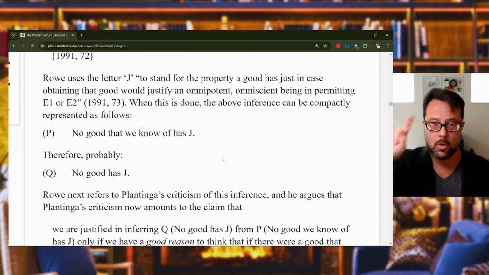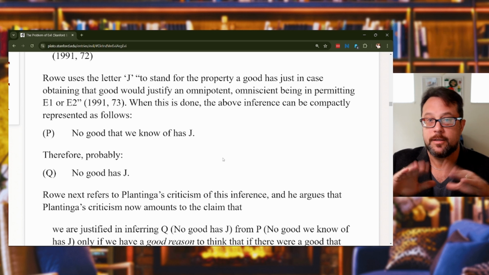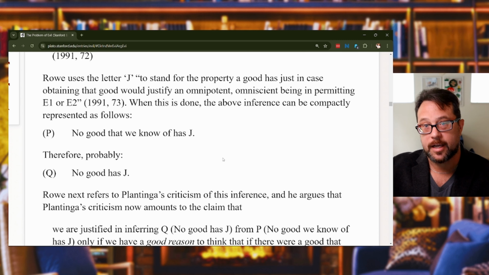Now, Rowe uses letter J, and this is where philosophers get a little bit, especially analytic philosophers. You see, I got those hands going again. Let's just get another look at those hands. See, got to use those philosophy hands there.